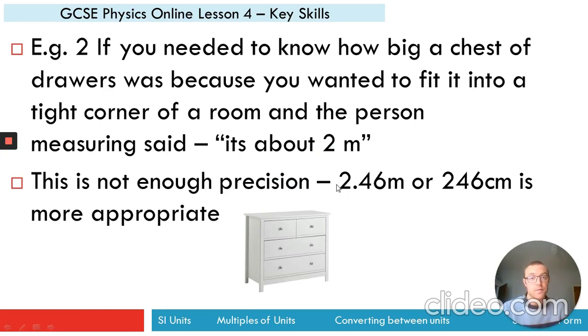2.46 meters, that's 3 significant figures. So going from the left, 1, 2, 3. Or I might even convert it to centimeters, which would still be 3 significant figures, 1, 2, 3. That is going to be more appropriate in this case, to give me a better idea as to whether the chest of drawers is going to fit in my gap.